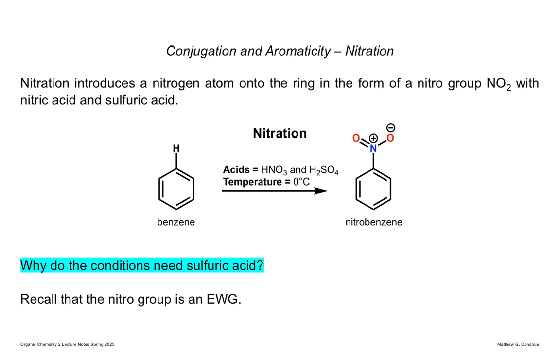So to do substitution of H for nitro, we're using nitric acid and sulfuric acid. So the question is, why do we need sulfuric acid? The nitro group is electron withdrawing. So that means any subsequent reaction, I'll just say step 2, would substitute there.